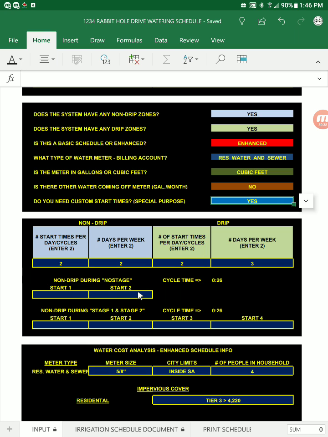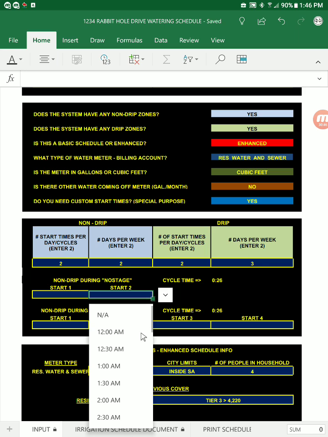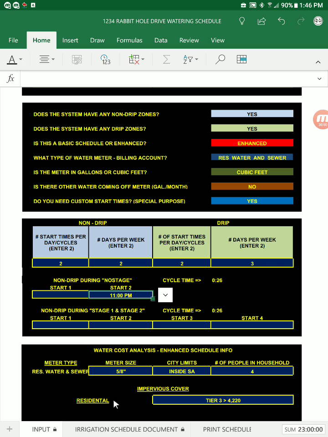So if it was me and I'm going to do 2 start times, and I'm going to do 1 in the evening, it's got to be outside my customer range. What I would do here is I would probably pick 11 p.m. for my second start time. I'm trying to keep customers dry in this case. So 11 p.m., I know this thing's going to kick out at 11:30.